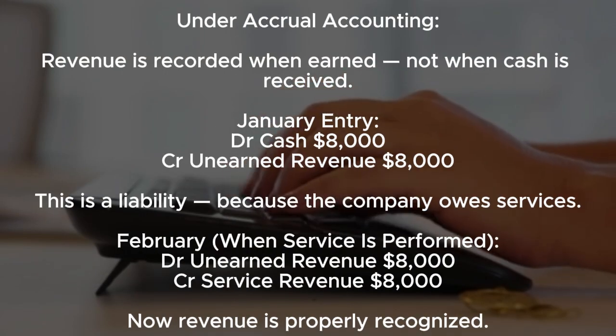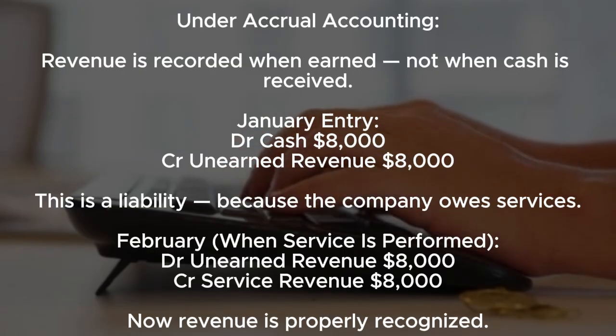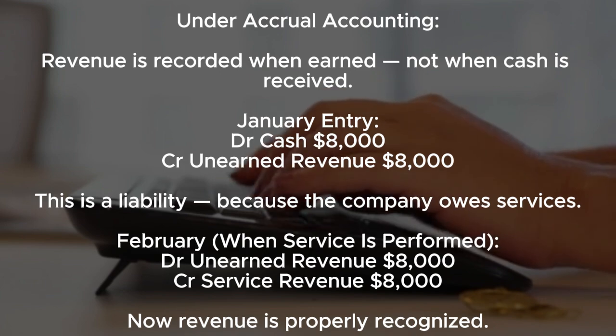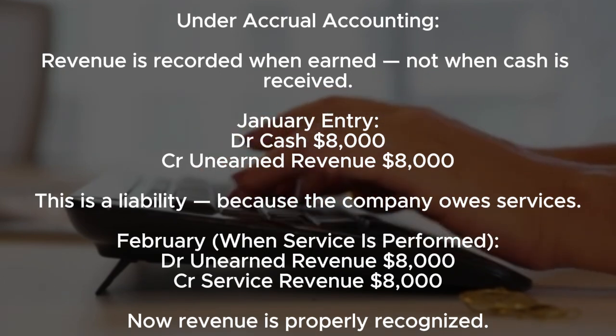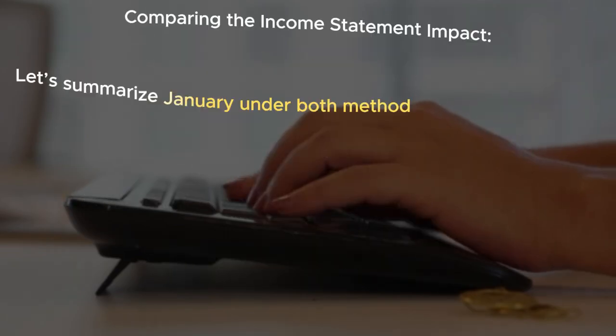Under accrual accounting, revenue is recorded when earned, not when cash is received. January entry: debit cash $8,000. Credit unearned revenue $8,000. This is a liability because the company owes services. February, when service is performed. Debit unearned revenue $8,000. Credit service revenue $8,000. Now revenue is properly recognized.